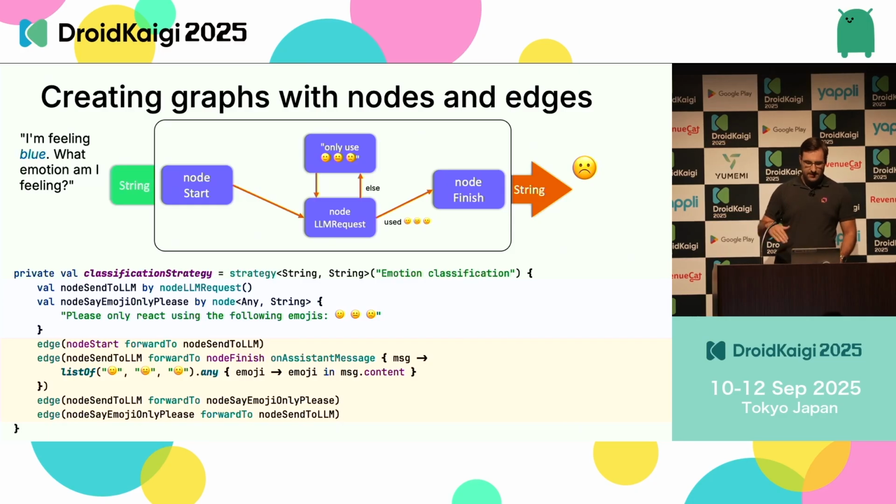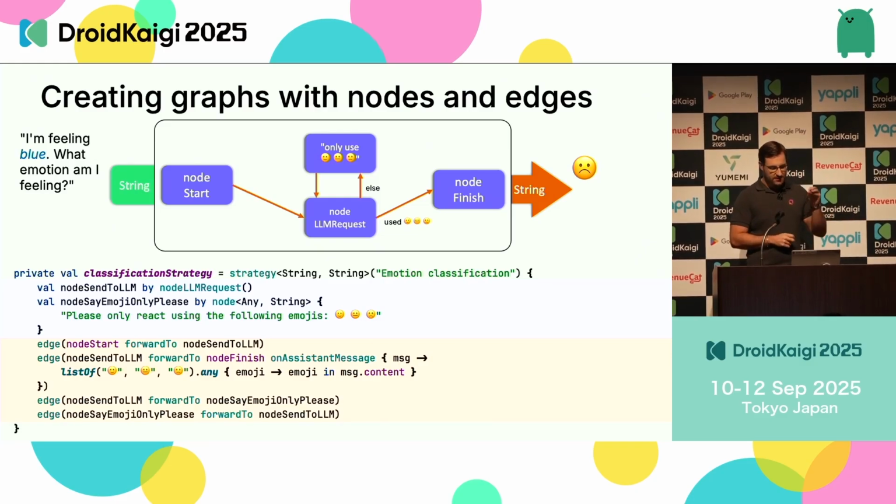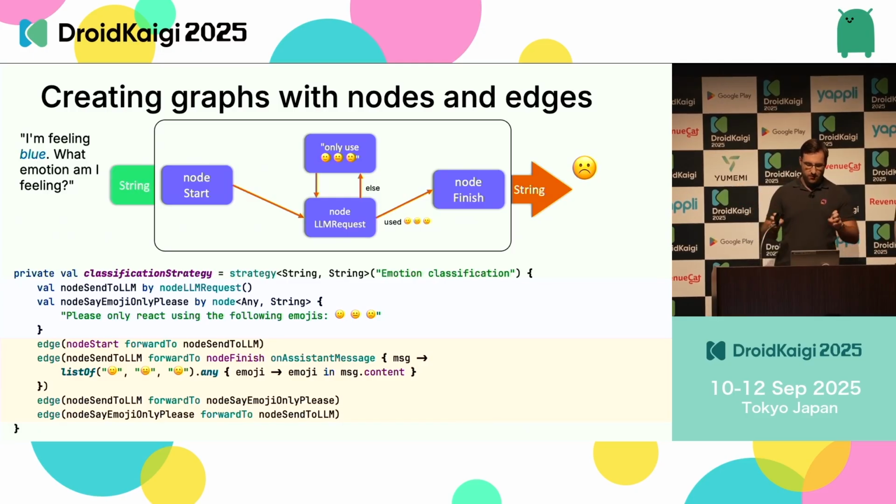And below we can see how we actually express this in Koog. In the blue section, we first create all of the nodes. Start and finish exist automatically. We only need an LLM request node as a node that contains the instruction of only use specific emoji. The code for this simply uses regular Kotlin expressions together with the by keyword.